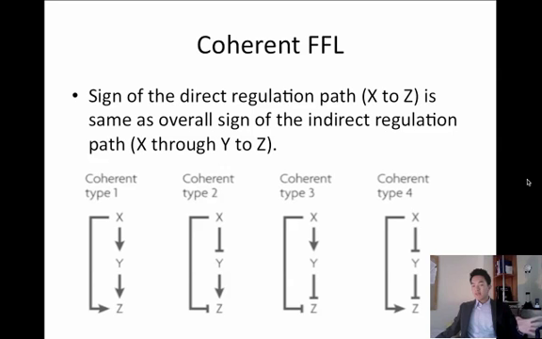And out of these 8, they are divided into two main subtypes. They are called coherent FFL and incoherent FFL. Now, the terms coherent and incoherent are assigned by looking at the effect of the main transcription factor X on Z. If the direct effect and the overall sign through Y are similar, then it's called coherent. And if they're not similar, it will be called incoherent. In this type, for example, X to Y and then Y to Z, this whole signal is similar to this signal. Hence, this is called a coherent FFL.